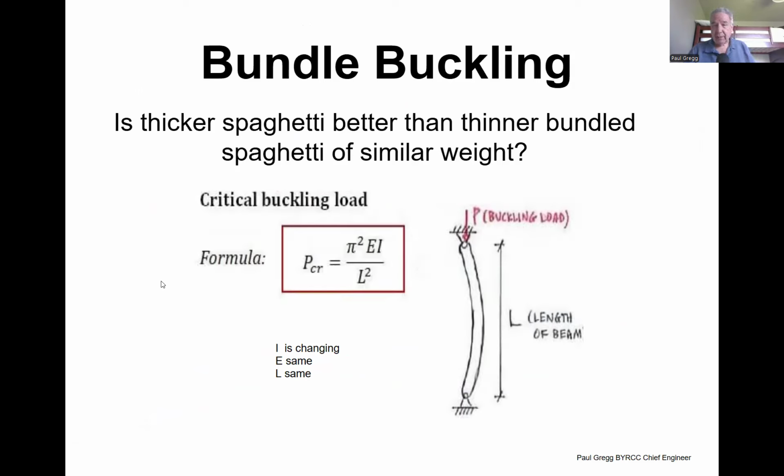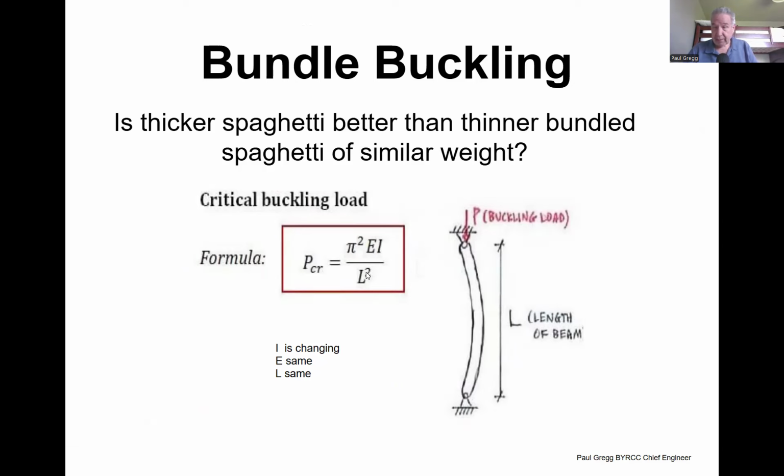Now, bundle buckling. What happens if you glue a bunch of pieces of spaghetti together and make the moment of inertia different? So this is the critical buckling load. Pi squared is a constant. E is just the material property. You're not really going to change that unless you go to a different kind of spaghetti or a different material altogether. I is the area moment of inertia, and when we bundle them together, that's what we change. We make the I bigger.